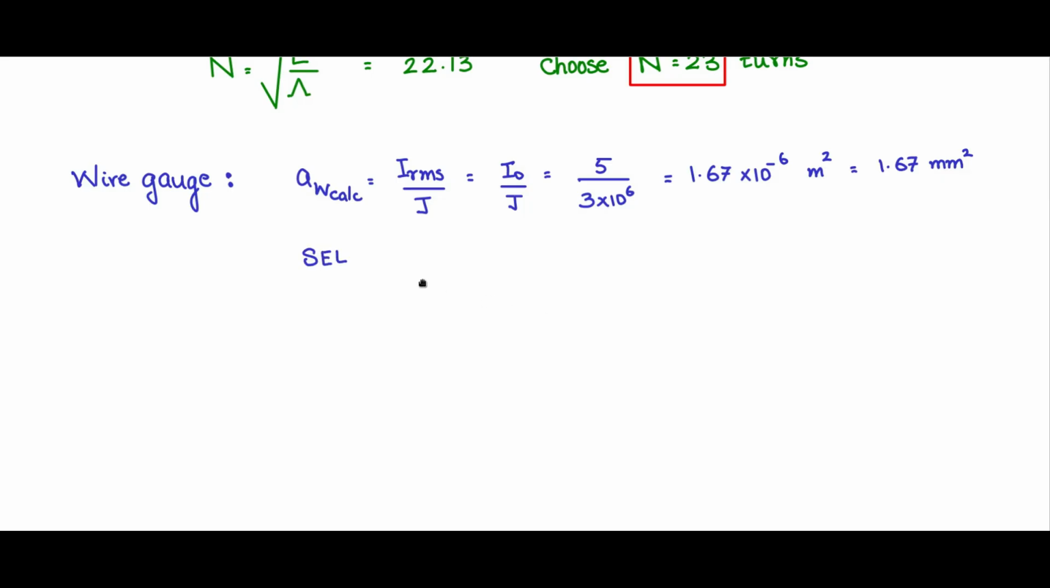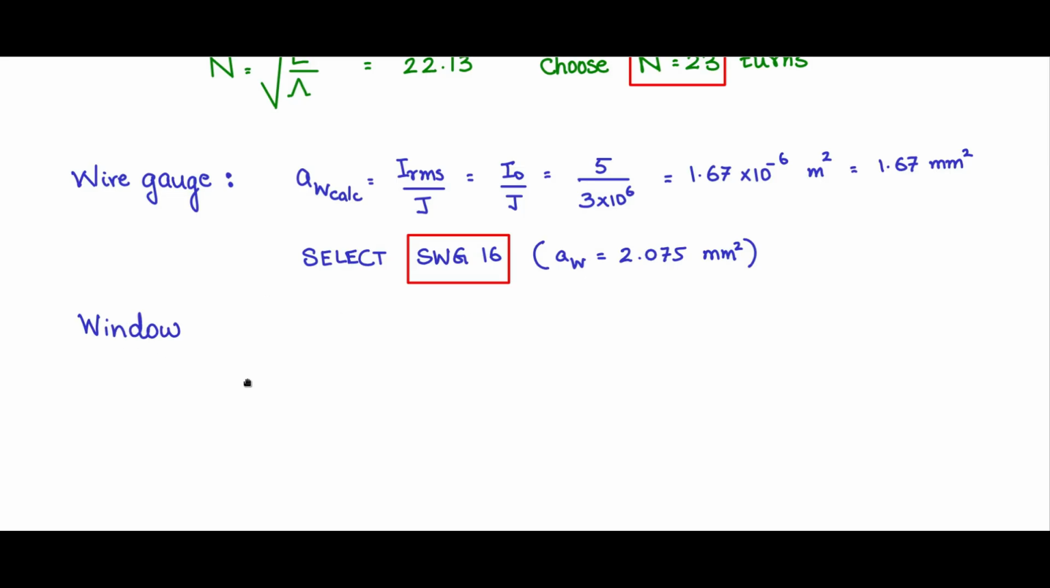So now let us write down, select SWG16, which has a wire cross section area of 2.075 mm square. SWG16 is selected, and this has to be wound onto the inductor core, which we have chosen, P36/22. There is a last check that we need to do, what is known as the window area check, to see if the windings will fit into the available window area.